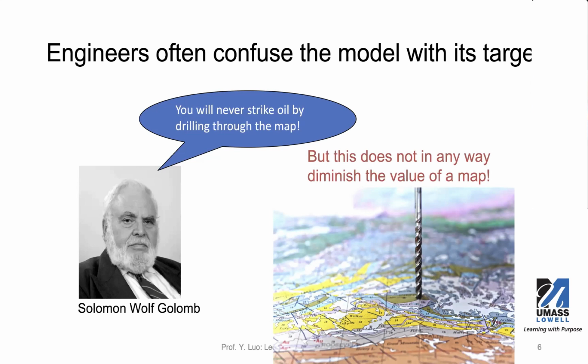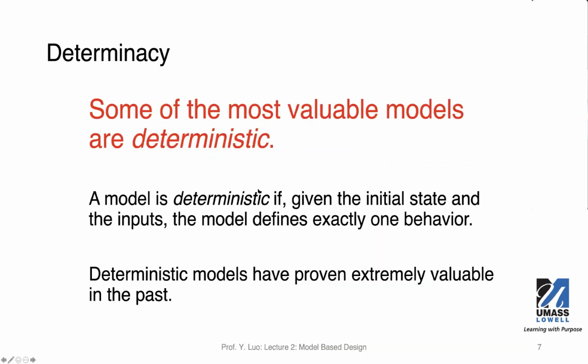The map in this example is a very good abstraction of the geographic structure of the Earth, the locations, orientations. So as a good engineer, you should start with the map if you want to find the oil well and start drilling. So what we learn from here is that you should not confuse model with target. We should have models for the cyber-physical system target we're trying to design.